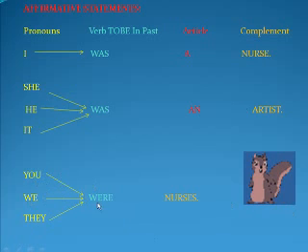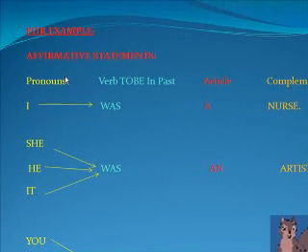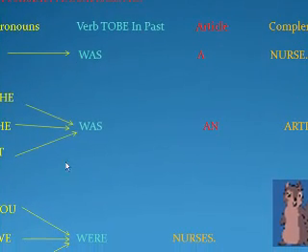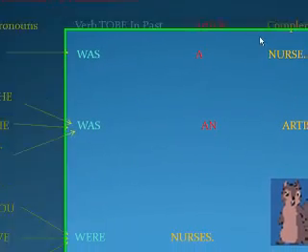They were nurses. Estudiantes, no olvidarse que en la forma afirmativa en pasado primero van los pronombres, el verbo to be en pasado, el artículo y el complemento.